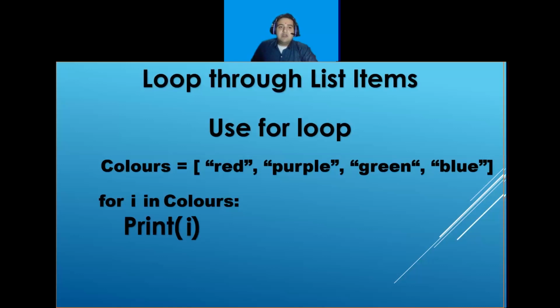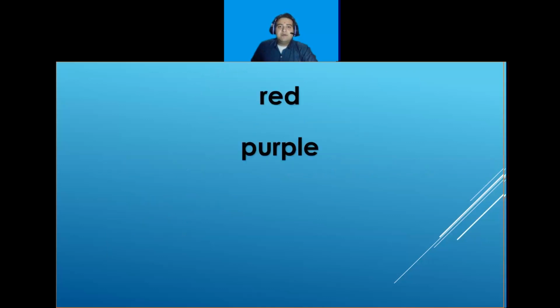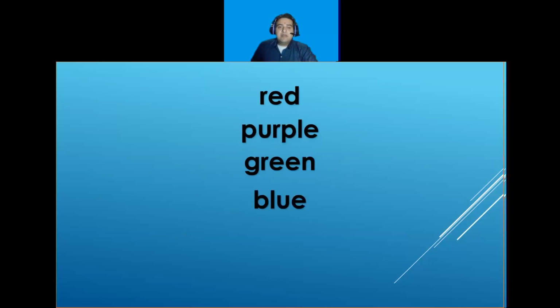So here you have to remember the indenting. If I want to say that print i is under the for loop, I will use the indent for that. So what is the output for this? The output will be red, purple, green and blue.